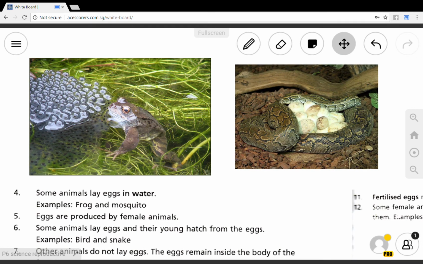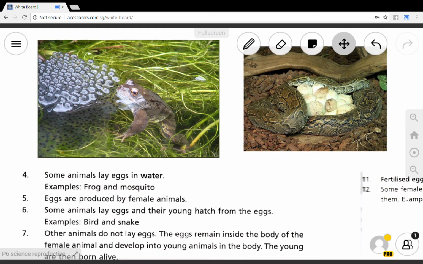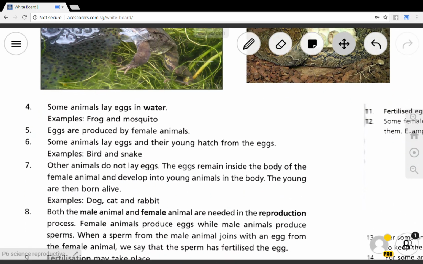Can you name me any other animals where the young just hatch from the egg? Like the parrot. Owl. Bird. Okay, very simple. Example: owl, birds and snakes.